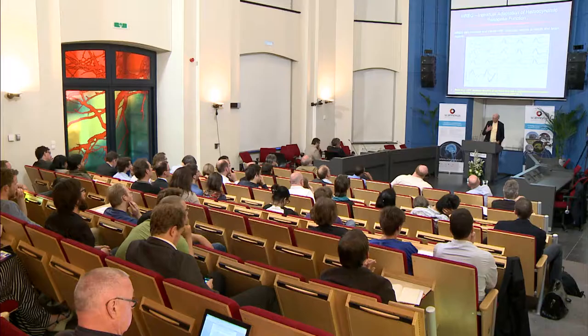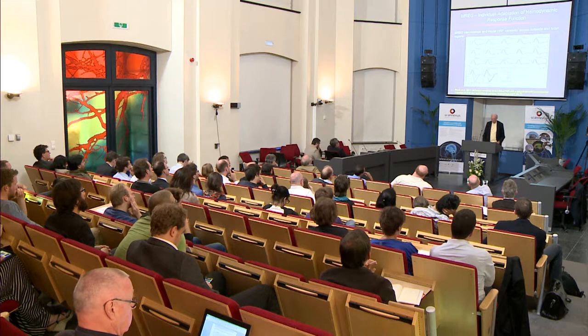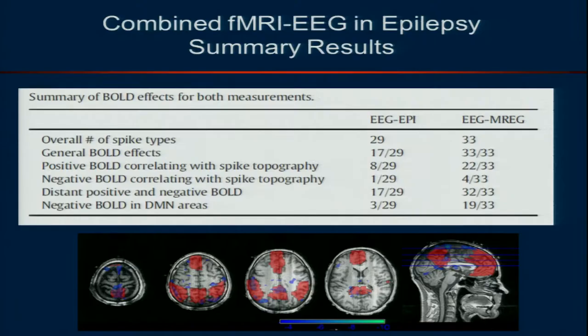And if you measure the response function, of course, this improves your analysis quite considerably. So this is some summary result which we got from that study. We had in both runs more or less the same number of overall spikes, so 29 in the EPI run, 33 in the MREG. We detected all of the spikes which we found during the MREG runs. We could detect also the localization, whereas with EPI, we lost quite a few of them, nearly 40% of them.